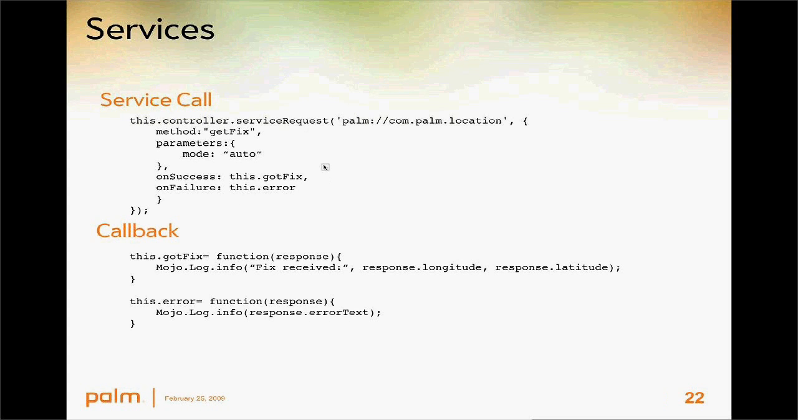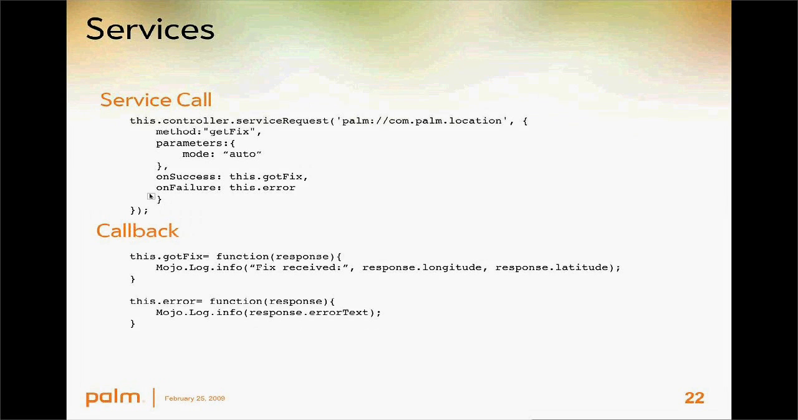For the service call, you all use the service request method of your controller. You identify the location. You identify the service that you're going to make use of using this type of notation. So here I'm specifying the location services is what I'm after. There's a specific method of those services that you're going to use. In this case, we're getting a fix. And then there's a parameter block that's associated with that particular method. These parameter blocks are method dependent, so they'll vary based on the particular method and service that you're accessing. These are a callback.